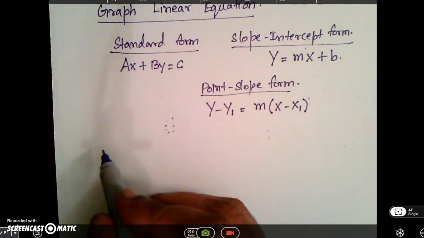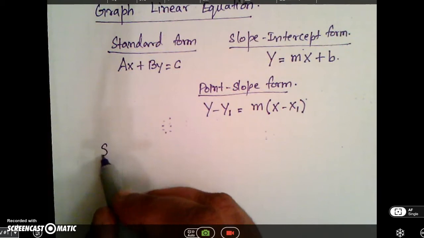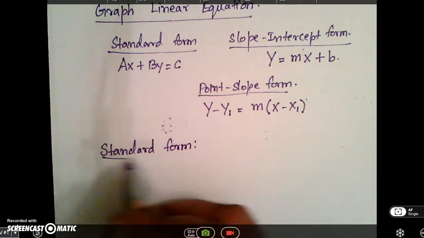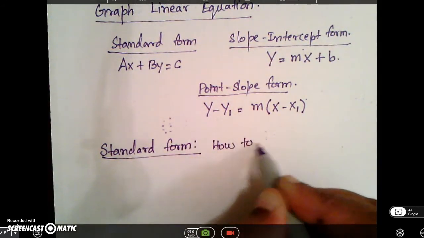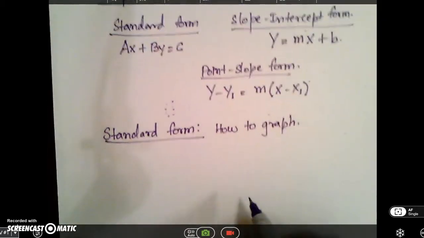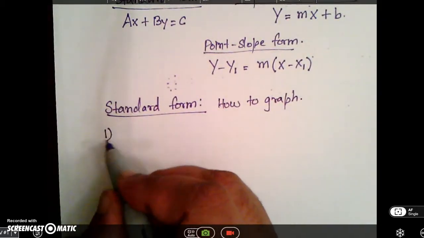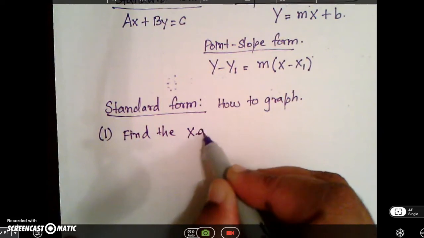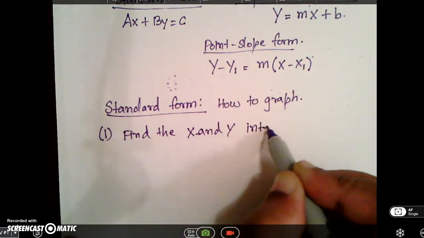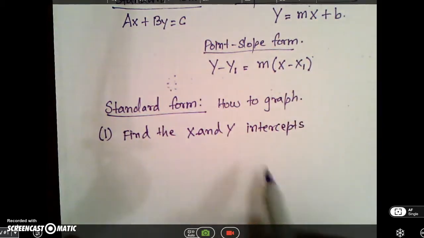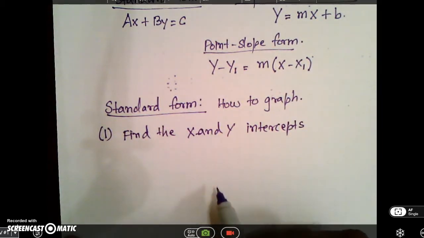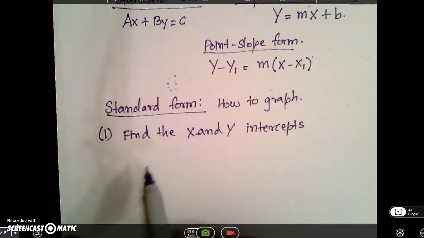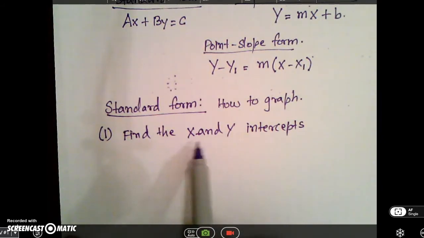So if my linear equation is in the standard form, how do I graph it? There are two ways I can do it. One, I can find the x and y intercepts using that equation and plot those intercepts and get my line. Remember, I need only 2 points to draw my line. So the 2 points that we are going to find are the x-intercept and the y-intercept.